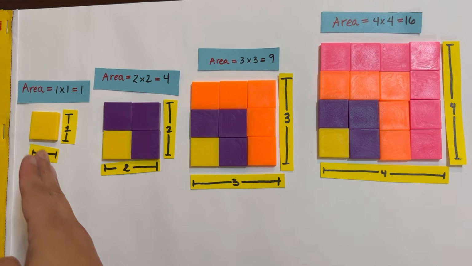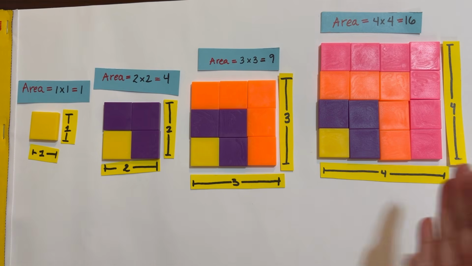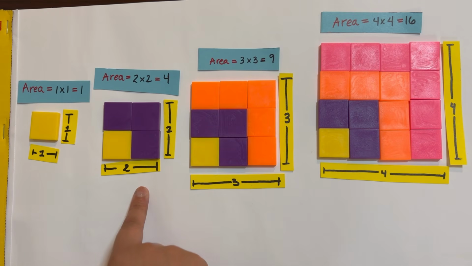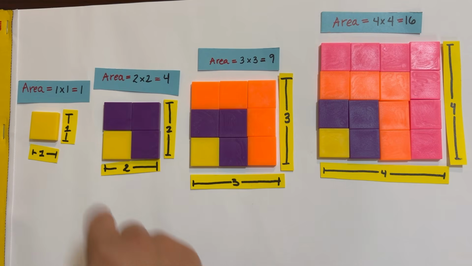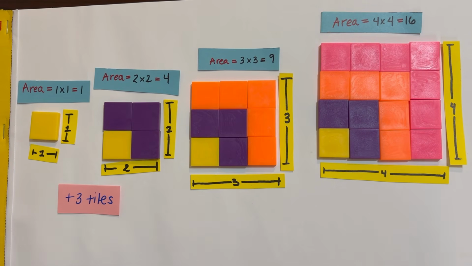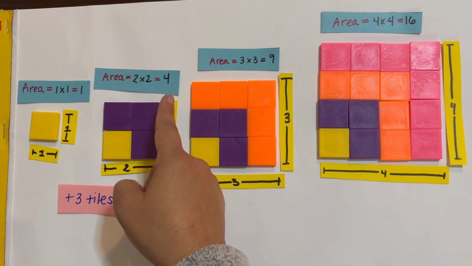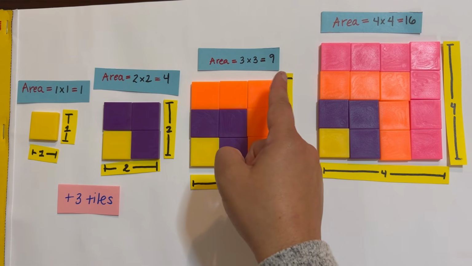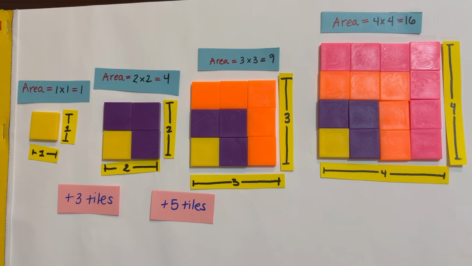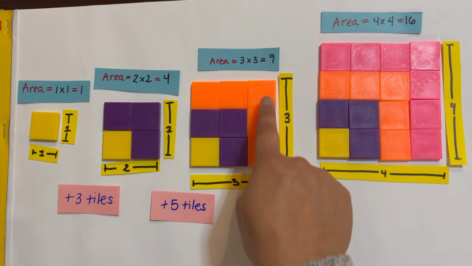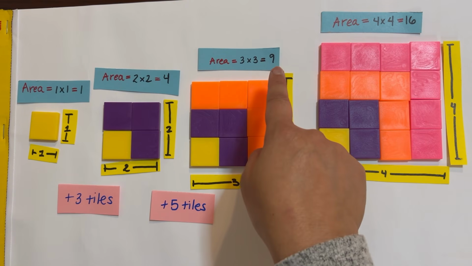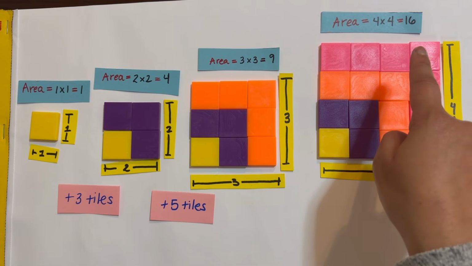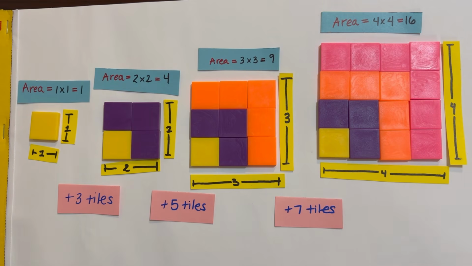So now we can see exactly how many tiles are added to each square in order to cause them to increase in size. From the first square to the second square, we went from 1 to 4 tiles. That is an additional 3 tiles. Then we increased from 4 square units to 9 square units. That is an additional 5 tiles. We can see the 5 tiles here are the orange tiles, 1, 2, 3, 4, 5. Then we increased from 9 square units to 16 square units. That is an additional 7 tiles.